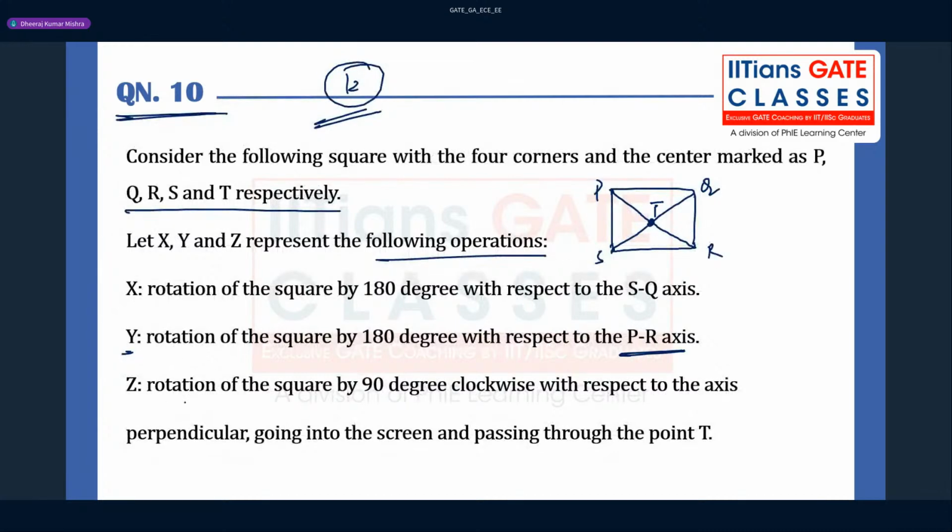Okay, now rotation of square by 90 degree clockwise with respect to, okay, this is very important, with respect to the axis perpendicular going into the screen. Like you can say going into the screen and passing through the point T, right? That is a very, very important statement. So which option can be correct here? Which option can be correct, right?